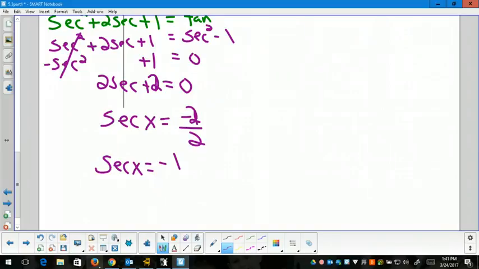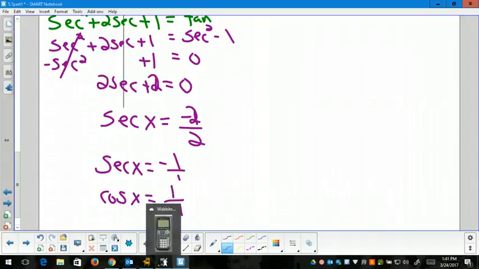If you don't want to think about it in terms of secant, think about it in terms of cosine. By flipping this, negative 1 over 1 becomes 1 over negative 1. It's still negative 1. And cosine is negative 1 at pi.